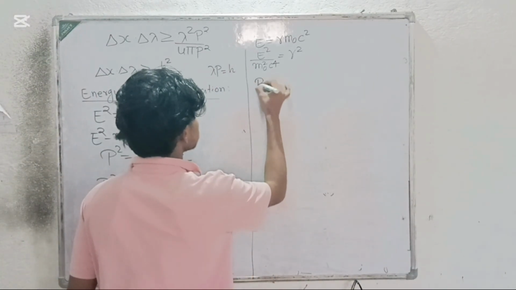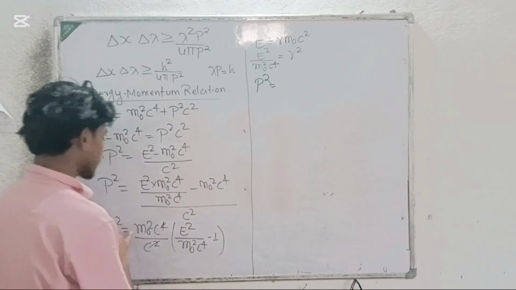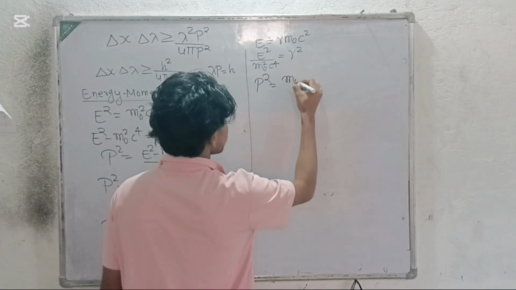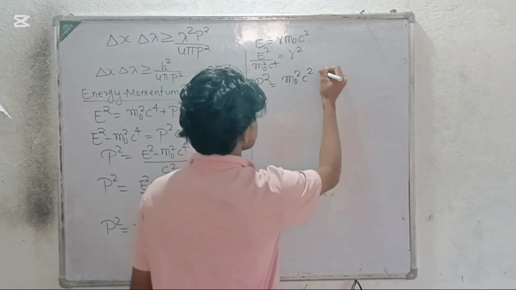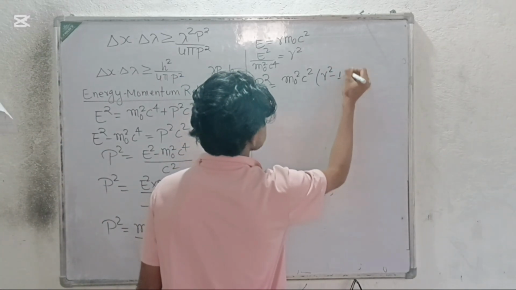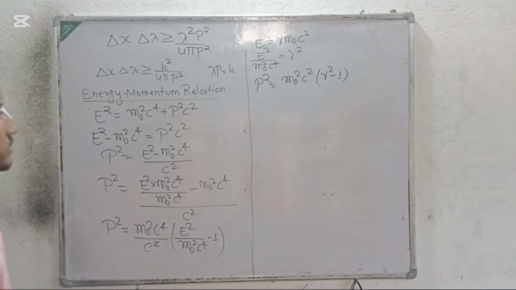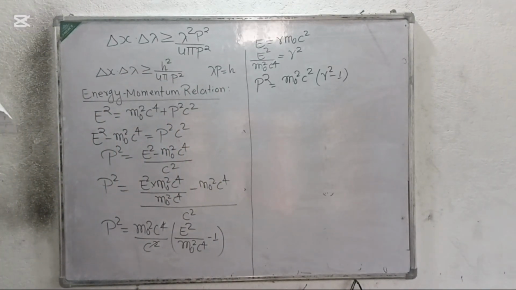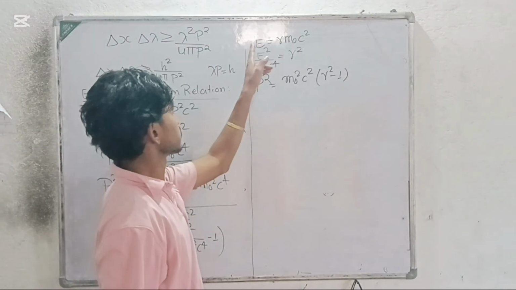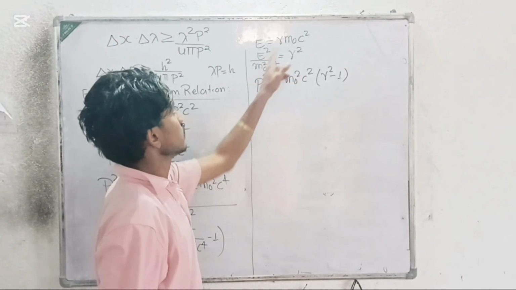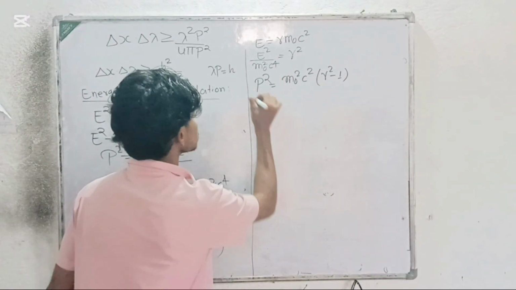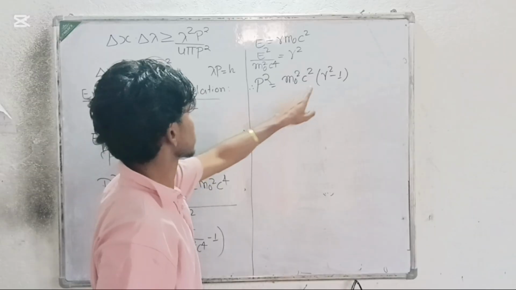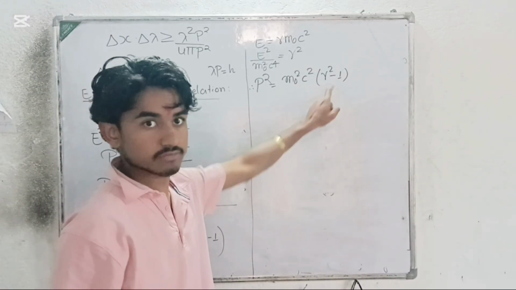So you can write your momentum squared as m naught squared c squared times (gamma squared minus 1). I haven't done anything wrong here, because if you divide this side by m naught c squared and square it, you will end up getting this relation. So in terms of momentum squared, we can write it in terms of the Lorentz factor.